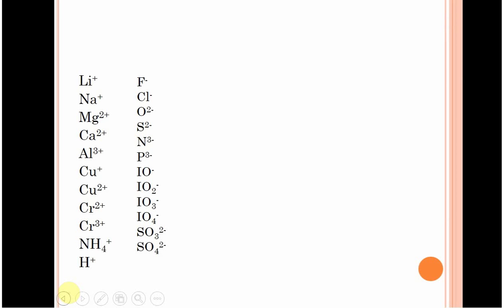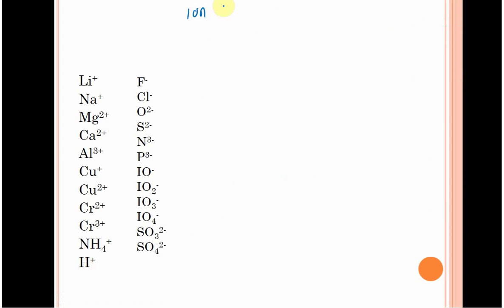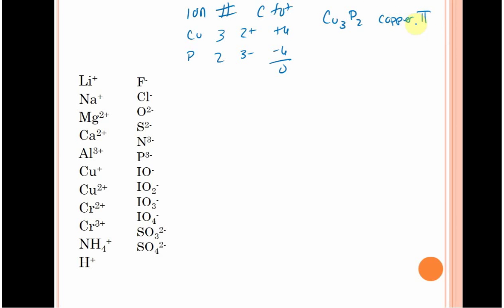Copper 2 with phosphorus. Ion, number, charge in total. Copper 2 and phosphorus. 2 plus, 3 minus. Just like with nitrogen, we're going to need the lowest common denominator of 6. And so Cu3P2 is copper 2 phosphide.